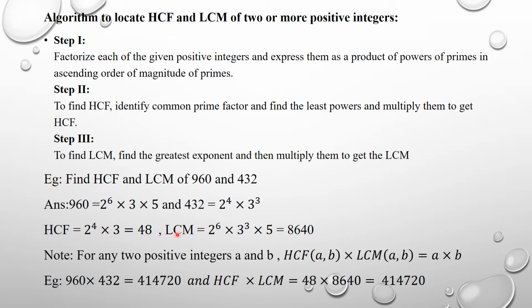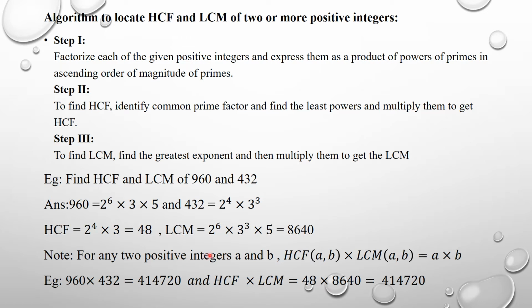For finding LCM of 960 and 432, we should find the greatest exponents and then multiply. Here the greatest exponents are 2 raised to 6, 3 raised to 3 and 5, and multiplying we can see the answer is 8640.